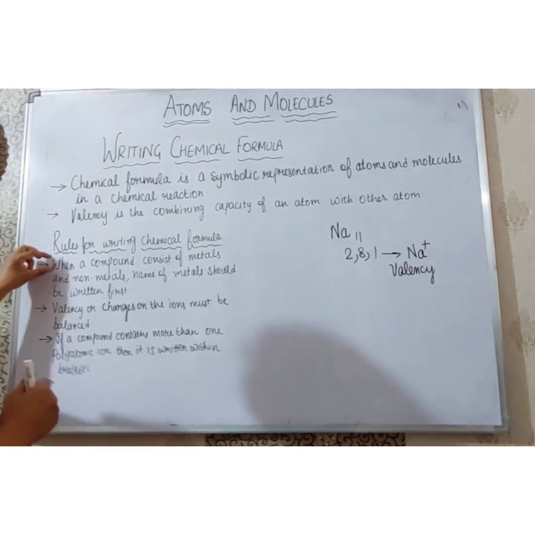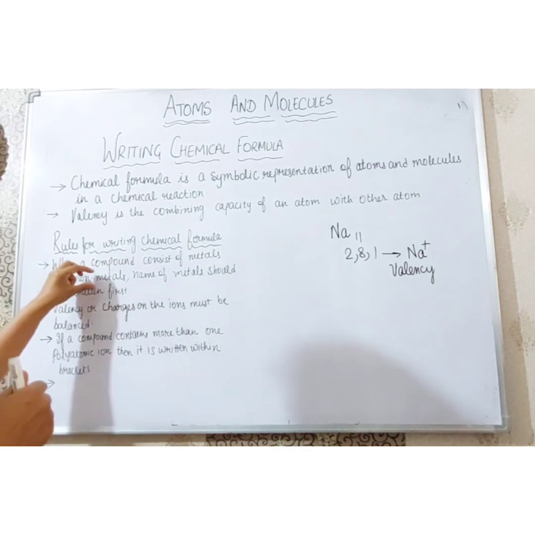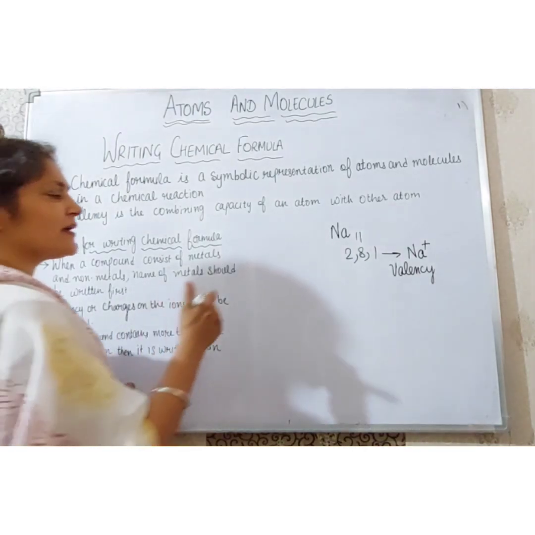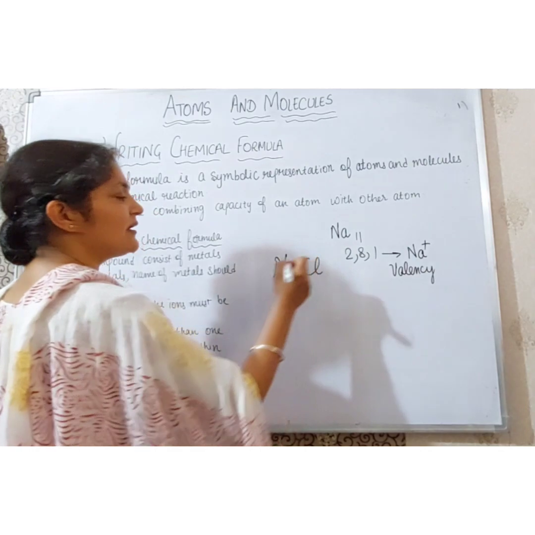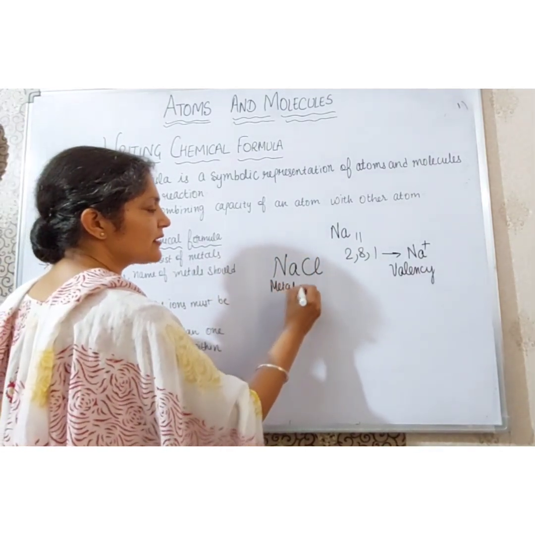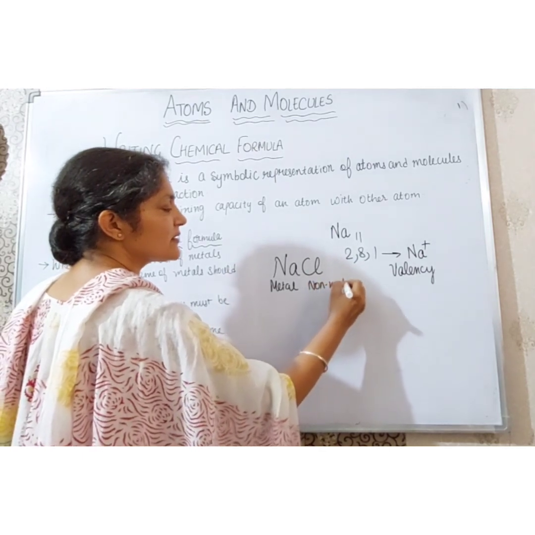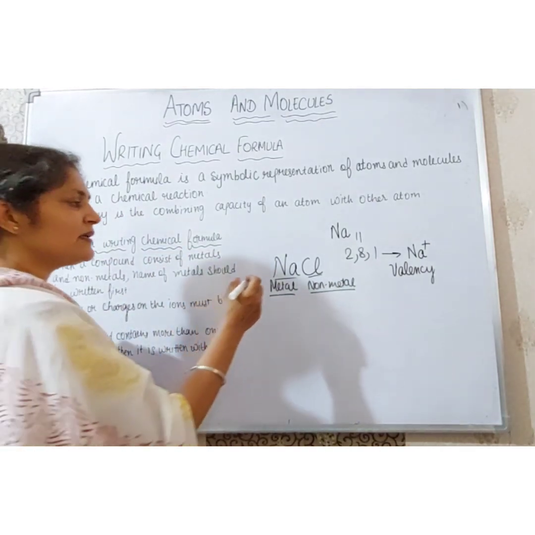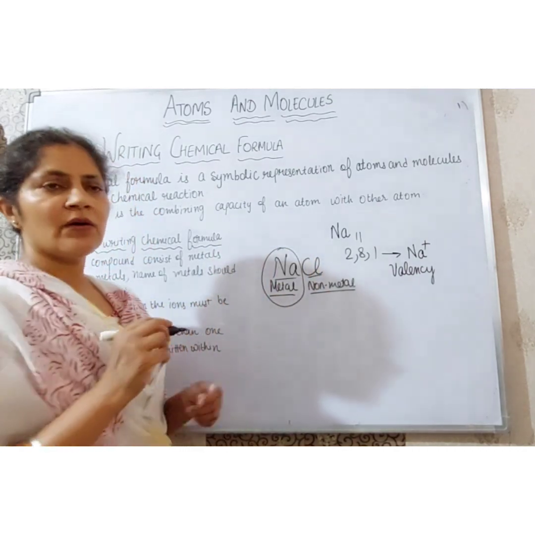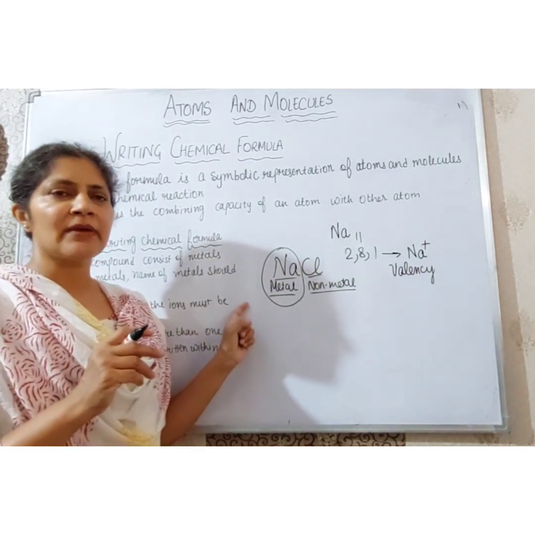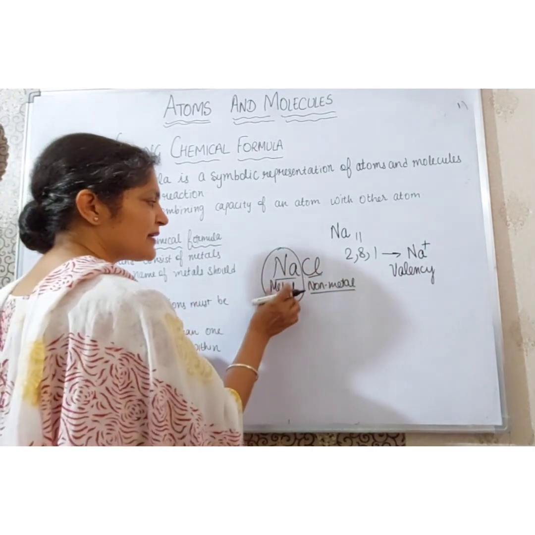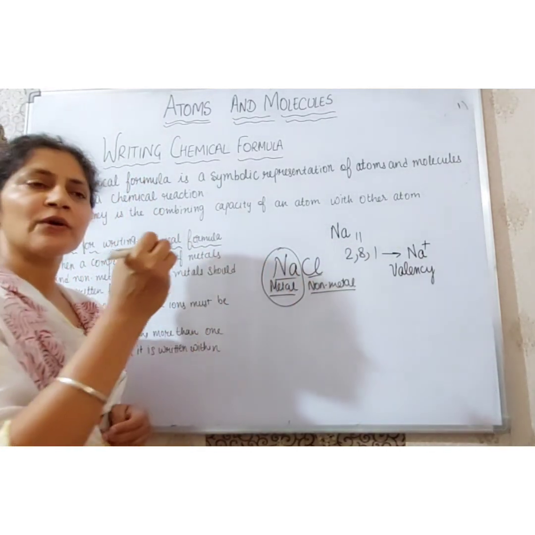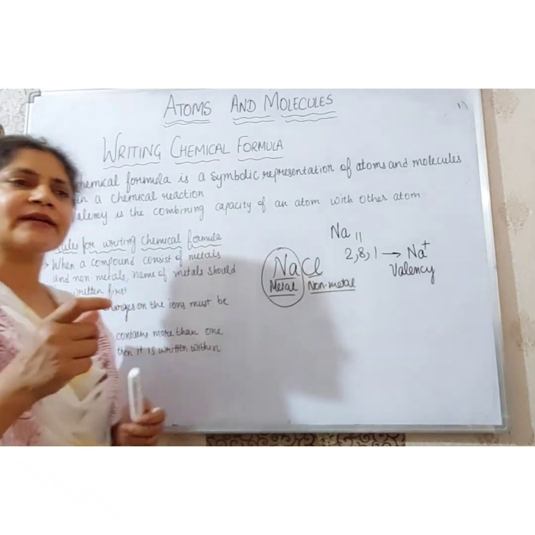Now the first rule is that when a compound consists of metals and non-metals, the name of the metal should be written first. Suppose, students, we have sodium chloride. Sodium is a metal and chlorine is a non-metal. So when these types of compounds are formed in which one is metal and the other is non-metal, the name of the metal should be written first. We cannot write chloride sodium. We always write sodium chloride. Metal should be written first.